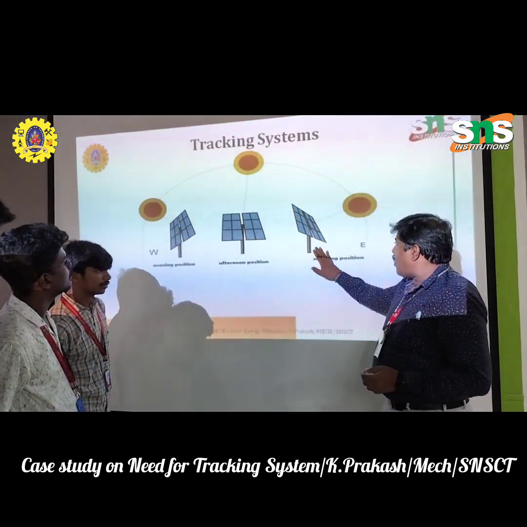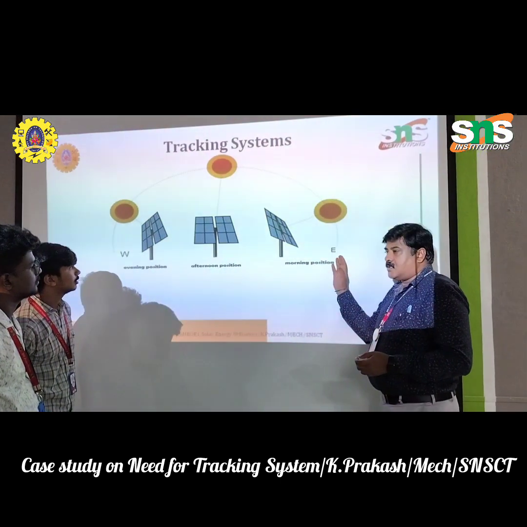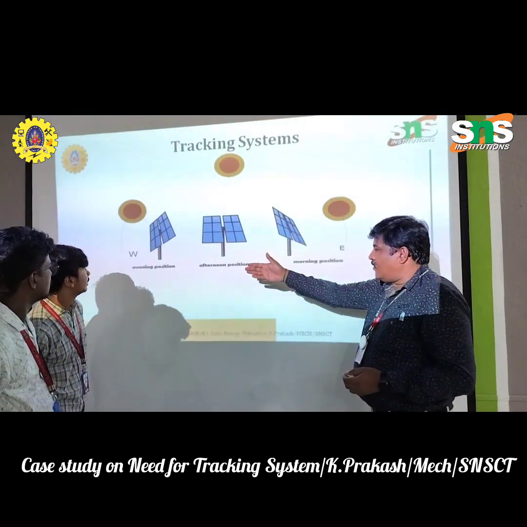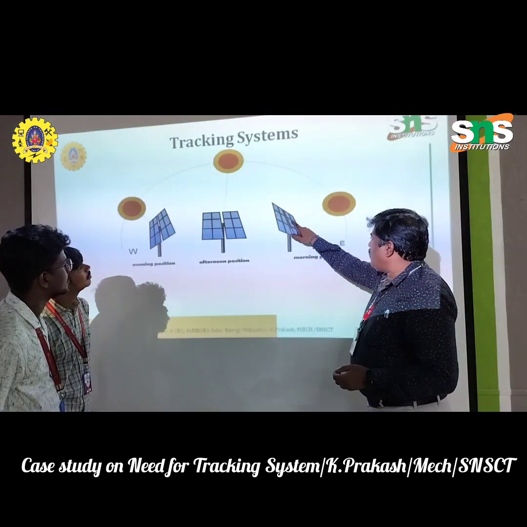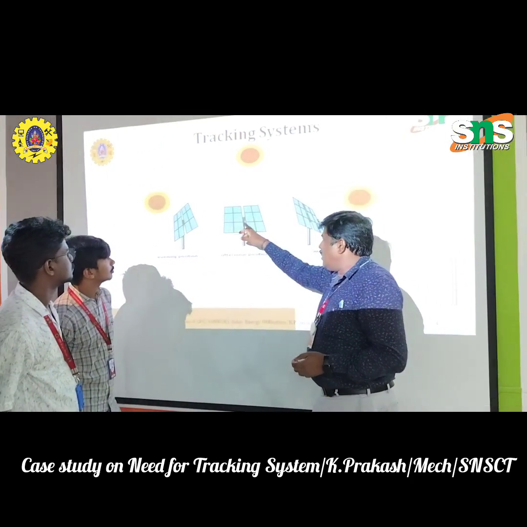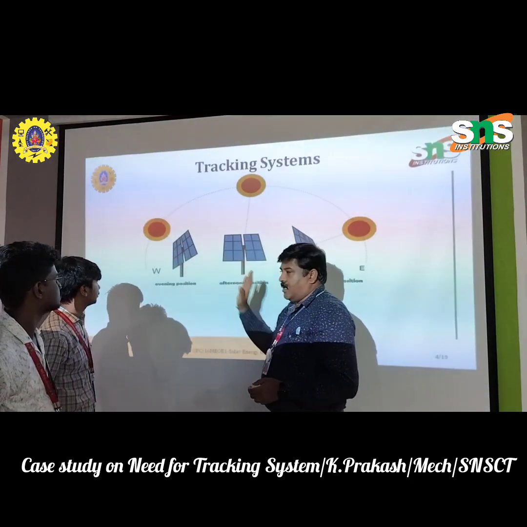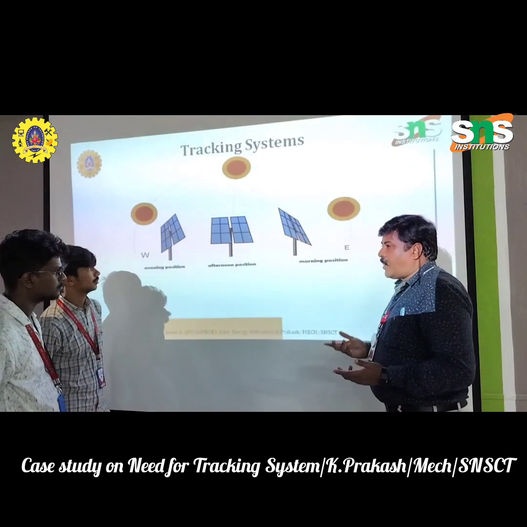So this is the morning position. The sun rises in the east and it goes to the west. So see the angle formed. This is 90 degrees. Here it is 90 degrees. Here this is 90 degrees. Now when these three are in a fixed position, what happens?